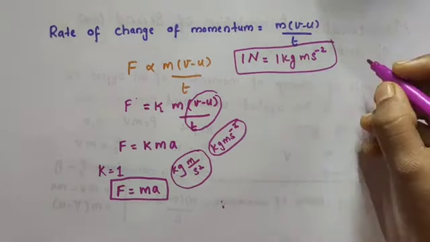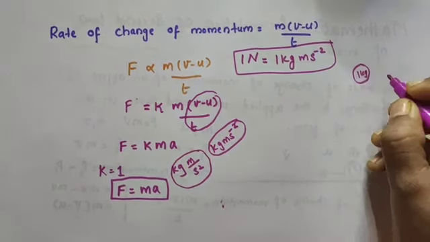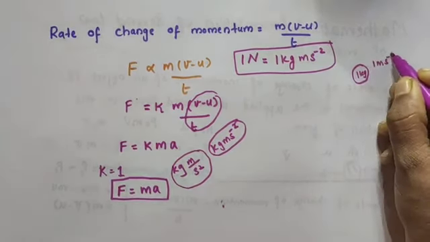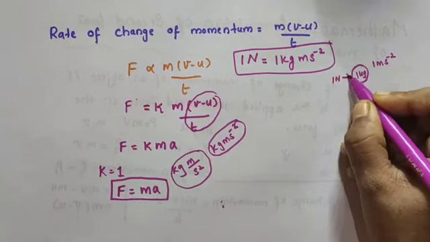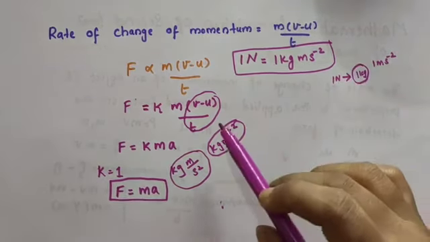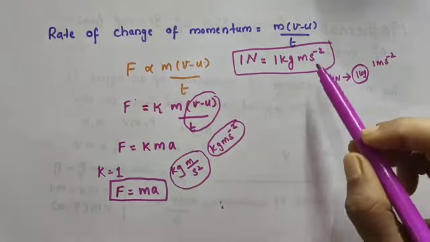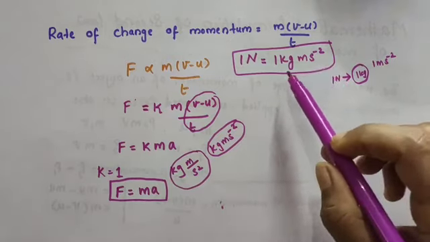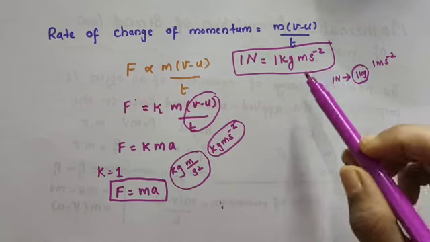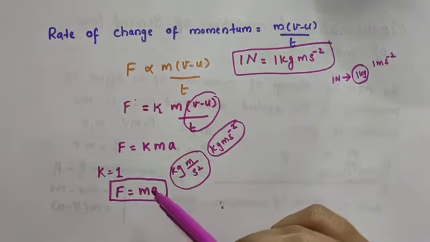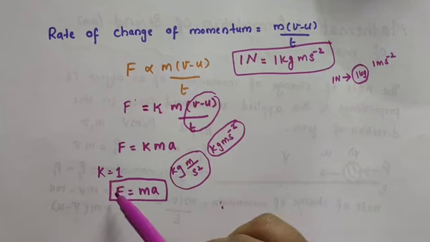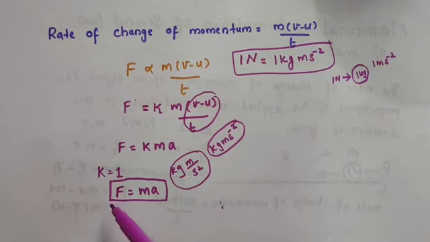For example, we have an object which has a mass of 1 kilogram. To produce an acceleration of 1 meter second raised to minus 2, we have to apply 1 Newton force on this object. So 1 Newton can be defined as the amount of force required to produce an acceleration of 1 meter second raised to minus 2 in an object of 1 kilogram mass. The second law of motion gives us a method to measure the force acting on an object as a product of its mass and acceleration.